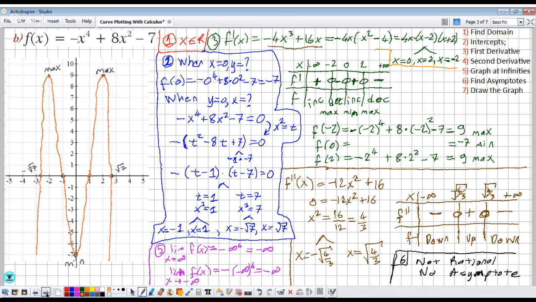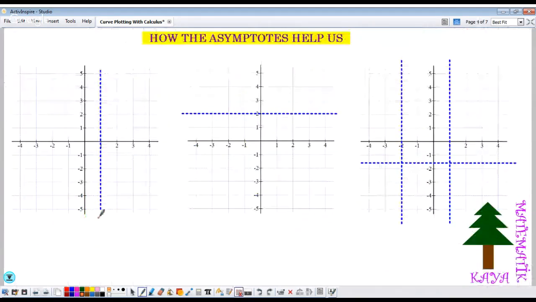Now, before we move to the next example, I want to talk about the asymptotes. How do they help us? When you draw the graph from left to right, when you reach around the vertical asymptote, the graph should turn up or turn down. It should do one of them. You should go up or go down. That's the idea of vertical asymptotes.